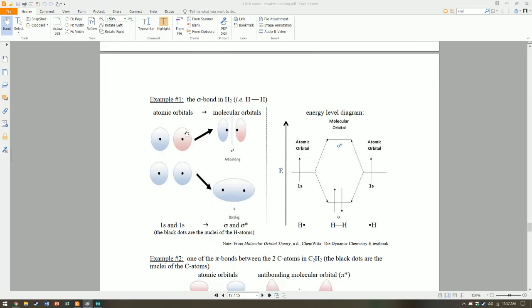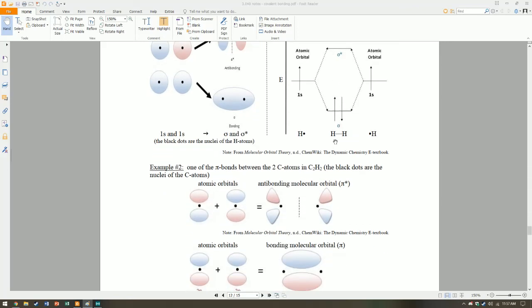So here is an example of the sigma bond in the H2 molecule. This is the bonding orbital, this is the anti-bonding orbital, and here, these are the 1s orbitals. They combine to make a lower energy orbital and a higher energy orbital. The lower one is where they bond, the higher one is where they don't.